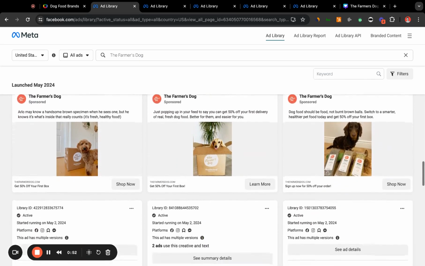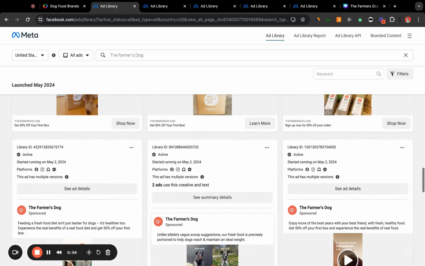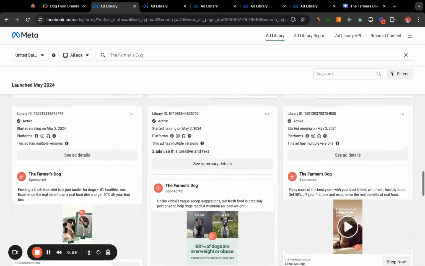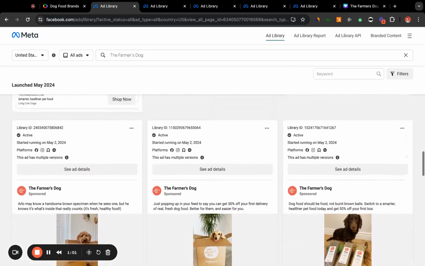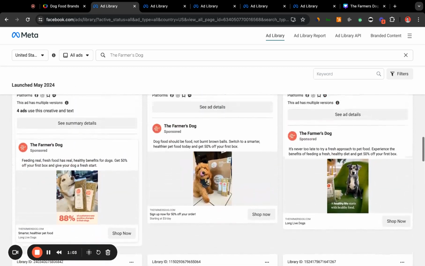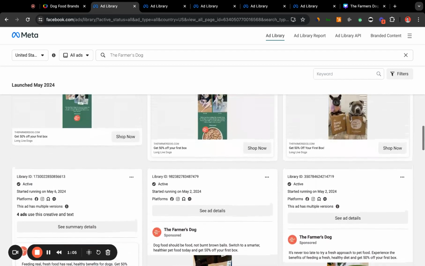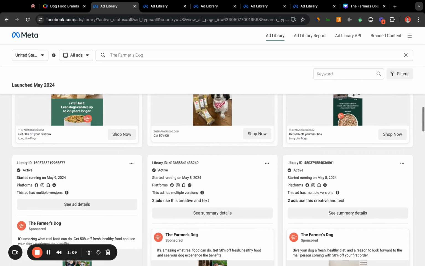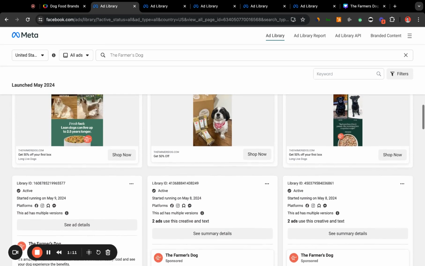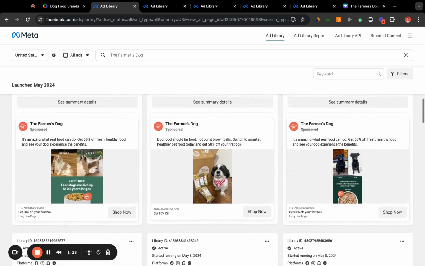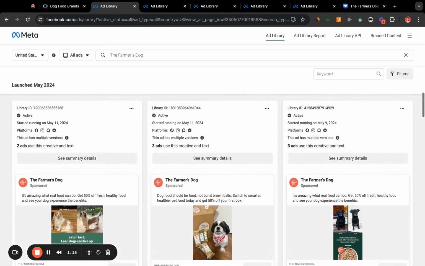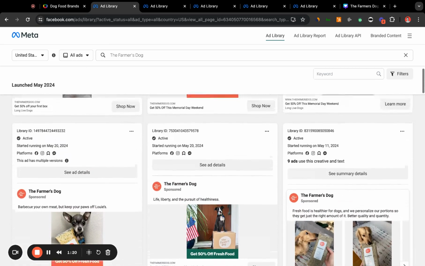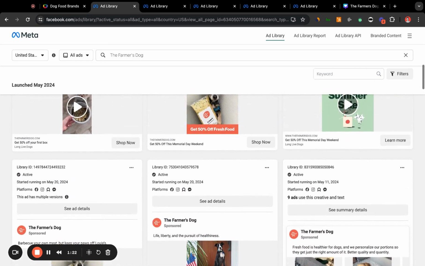And that's a little surprising to me because it's a very common strategy to take a high performing static framework, like they clearly have a lot of them here, and to add that motion element to activate that video placement. And this can really help extend the life of those assets because it allows the Meta algorithm to use them in different ways and really expand the reach. So that would be one opportunity that I would see for The Farmer's Dog: to further lean in on the asset type of motion graphics.